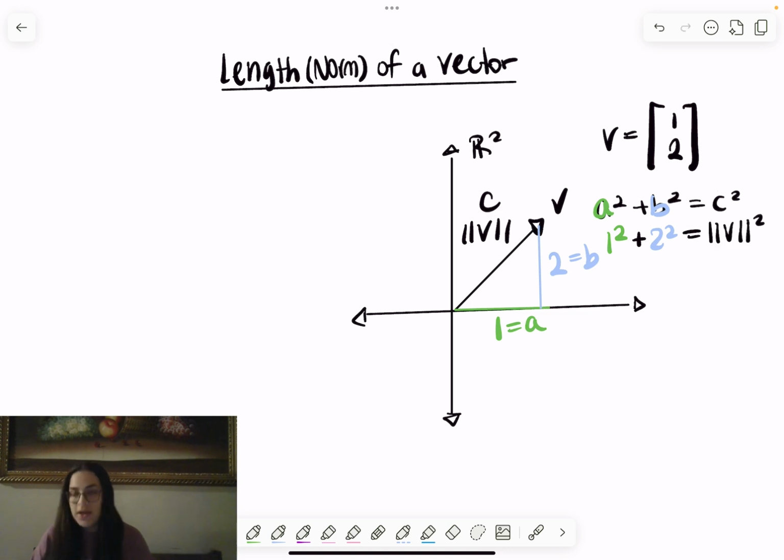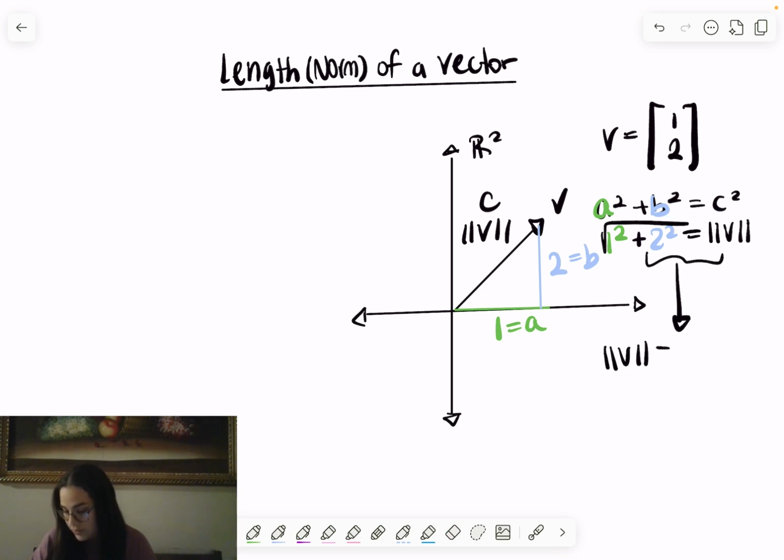And c is this. If this here is equal to the length of the vector, and we're trying to find the length of the vector, then we want that by itself. To get this by itself, I just have to take the root of it, because I know that if I have a square, the inverse operation is the square root. These cancel out, but whatever I do to one side, I have to do to the other. So I'm left with the length of my vector v being equal to the square root of 1 squared plus 2 squared. I can simplify this to 1 plus 4, which is the square root of 5. So the length of this vector is the square root of 5.